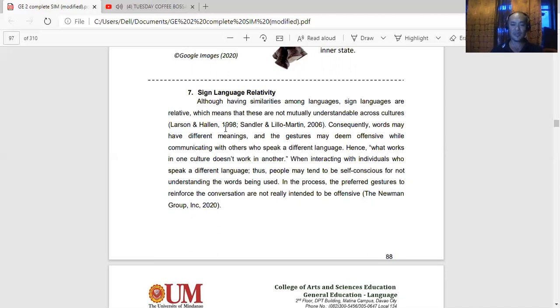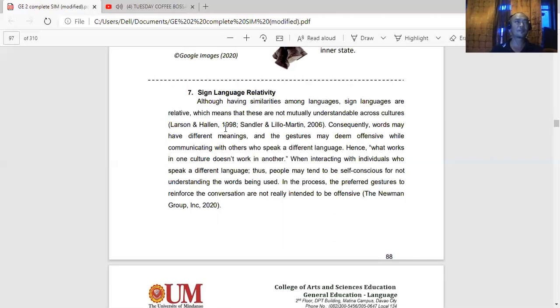So a good example of this is when we burp. Sometimes just burping at the dinner table for Filipino families, that would be a compliment for the one who prepared the food. Wow, busog kayo ko, thank you. But to other cultures, that's very offensive. It's similar to farting at the dinner table. So that is something we cannot really relate to.